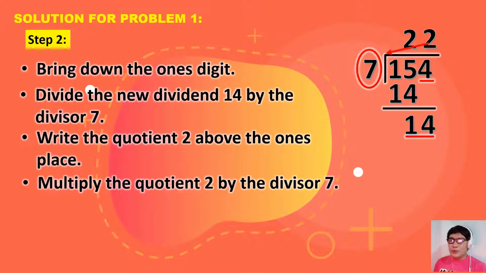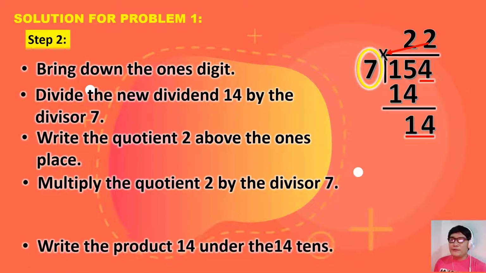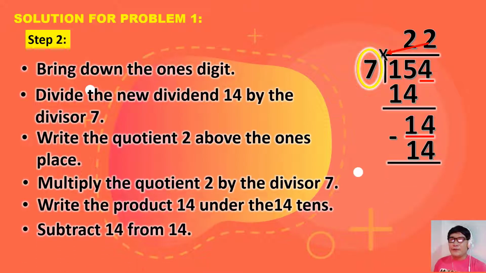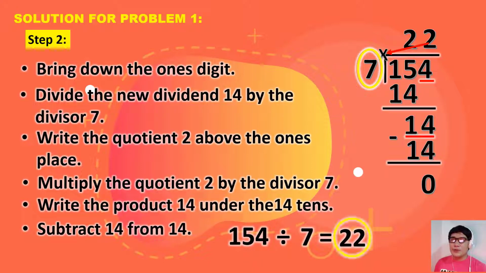Multiply the quotient 2 by the divisor 7. So 2 times 7 equals 14. Write the product 14 under the 14 tens. Subtract 14 from 14. So 14 minus 14 is equal to 0. Therefore, 154 divided by 7 is equal to 22.